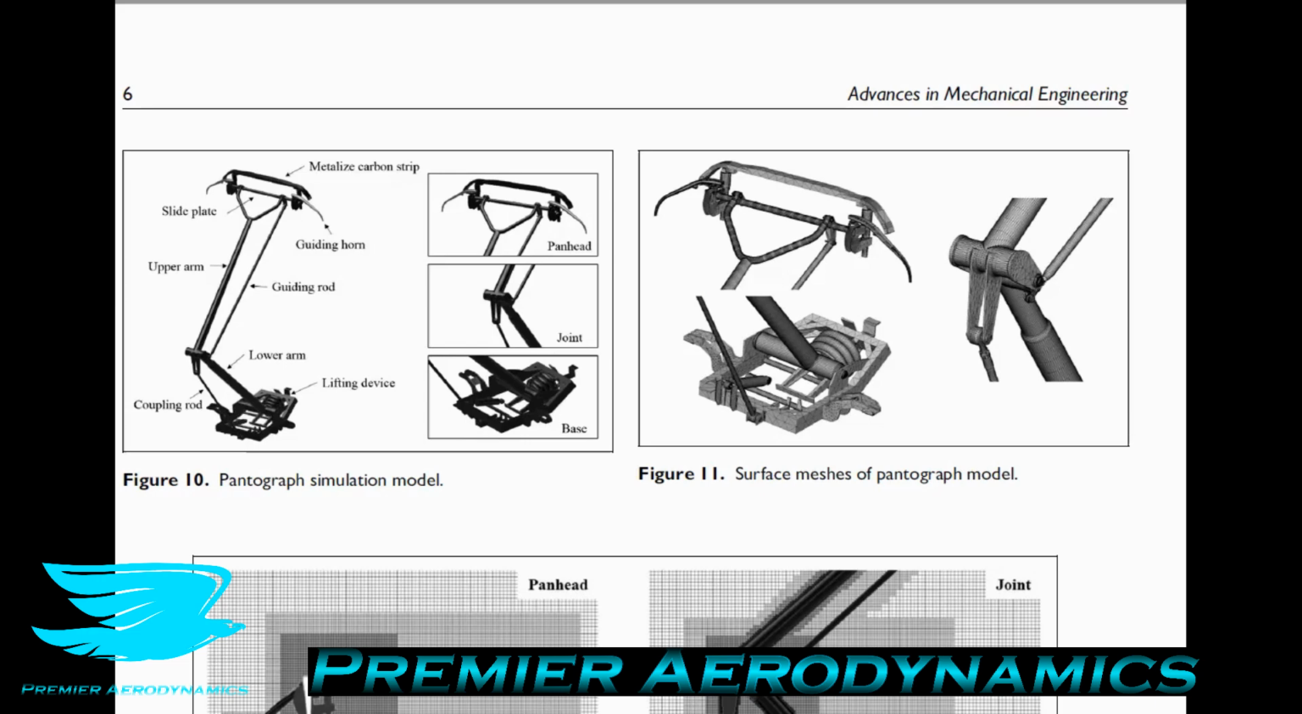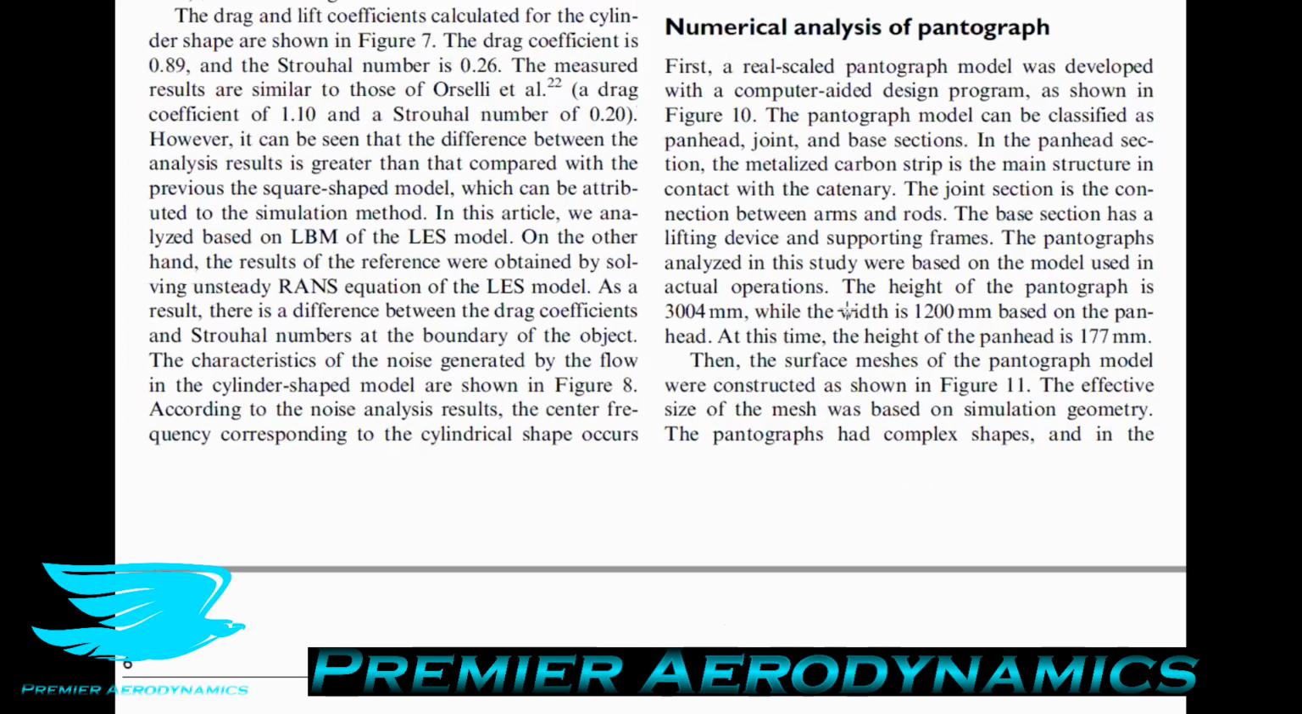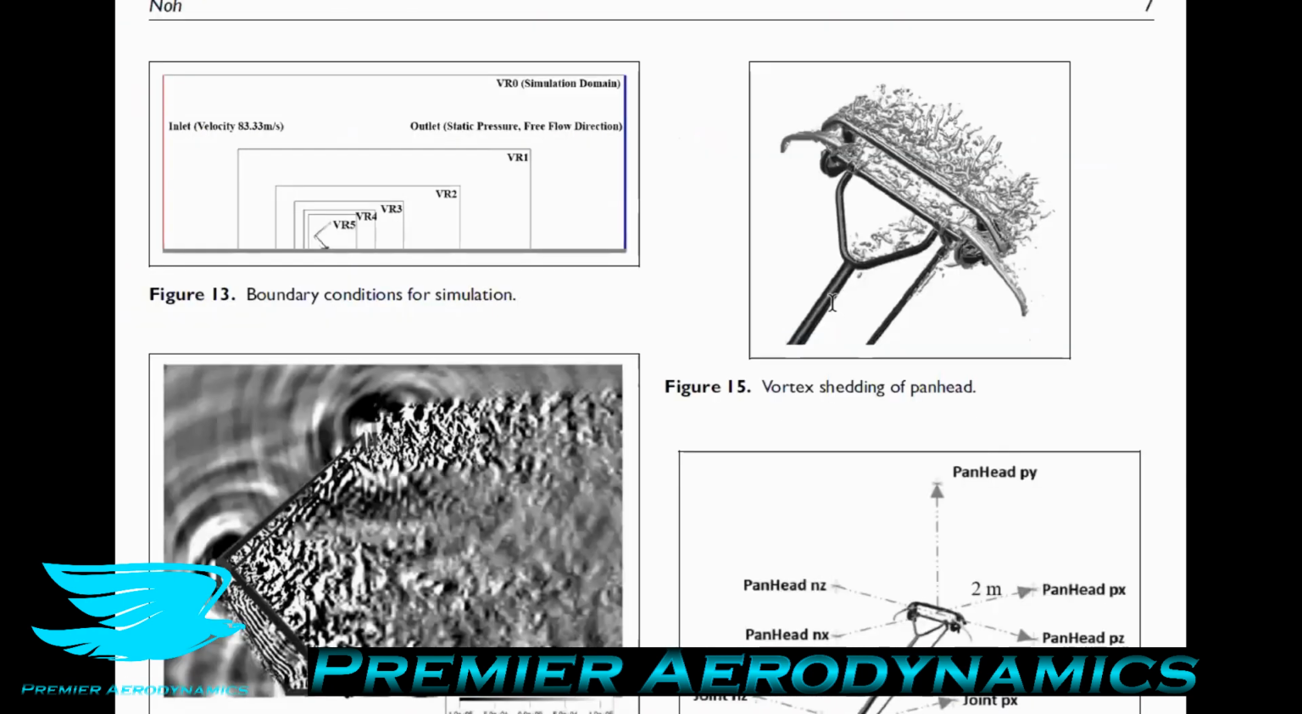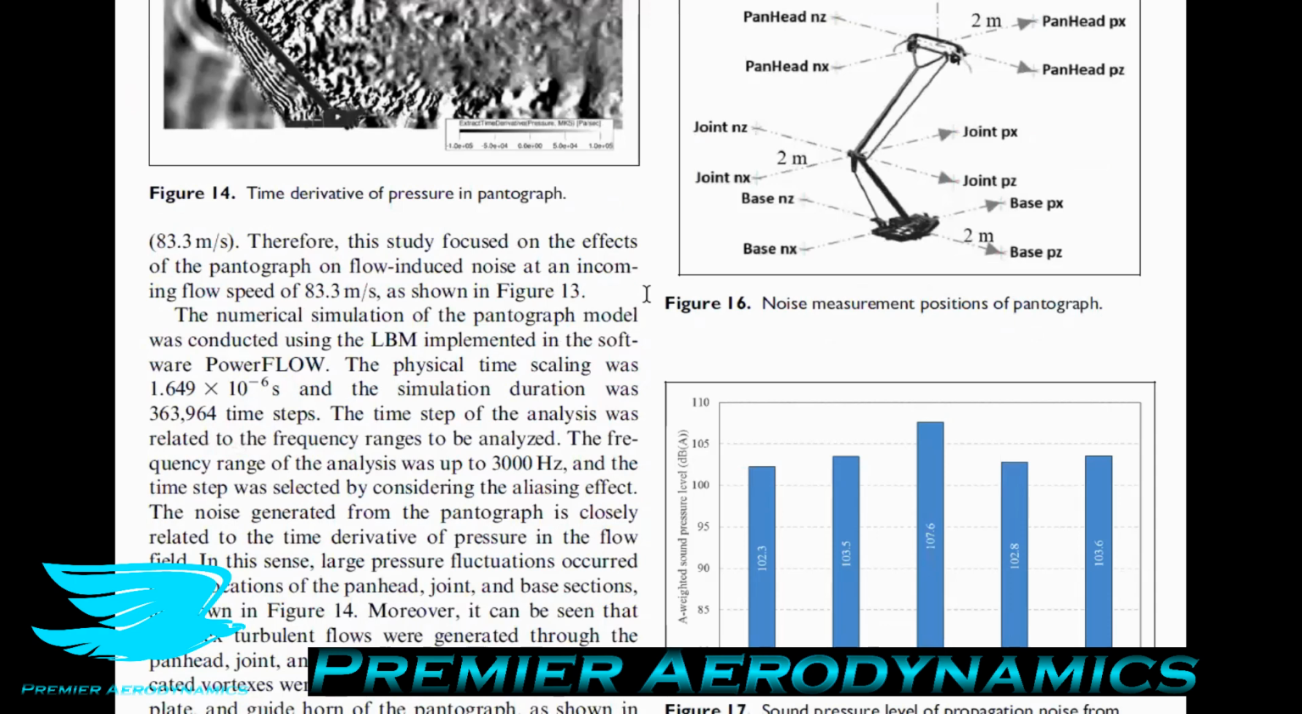Below 1 is ideal. Below 5 is good. And the same kind of idea happens here, where you need to just have a finer temporal resolution with a finer mesh. So the frequency range of the analysis was up to 3,000 hertz. I wanted to cover this as well, because this is an important point. They say that the time step was selected by considering the aliasing effect.